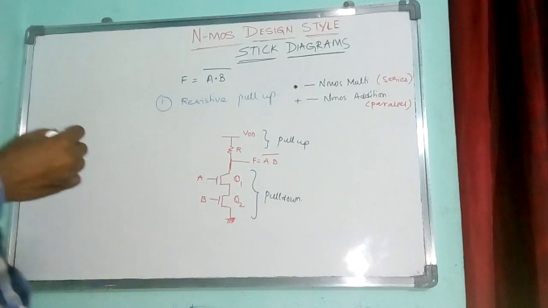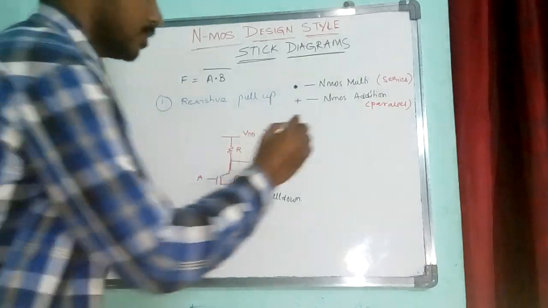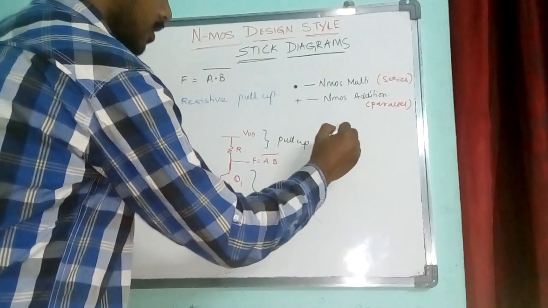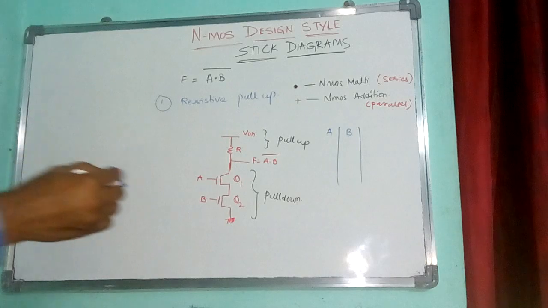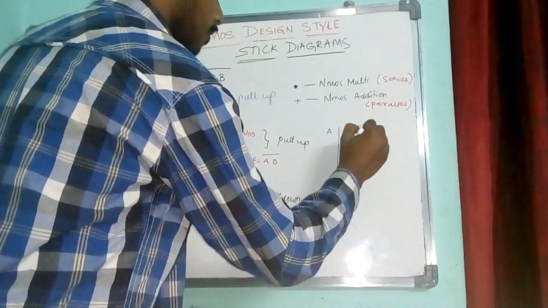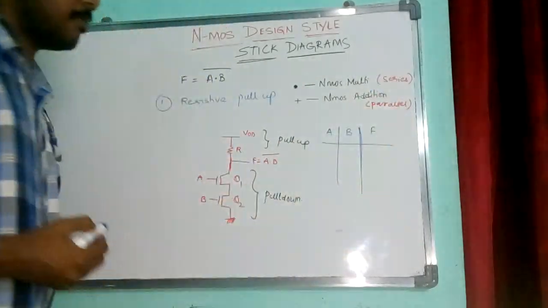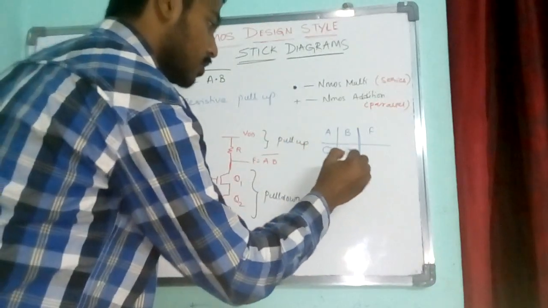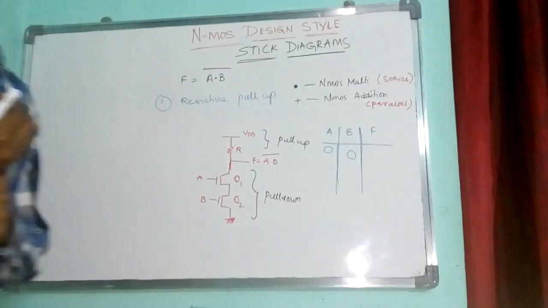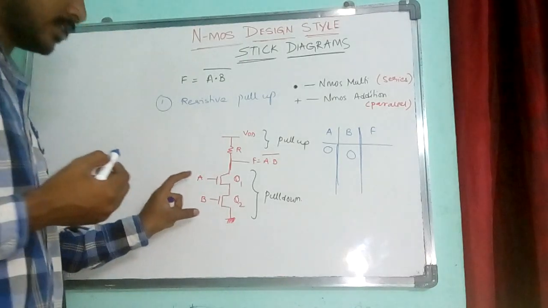Now we will check the operation of this, how it performs the inverting operation. I will consider A, B and the output F. Suppose I have given 0, 0 as input to the transistors.